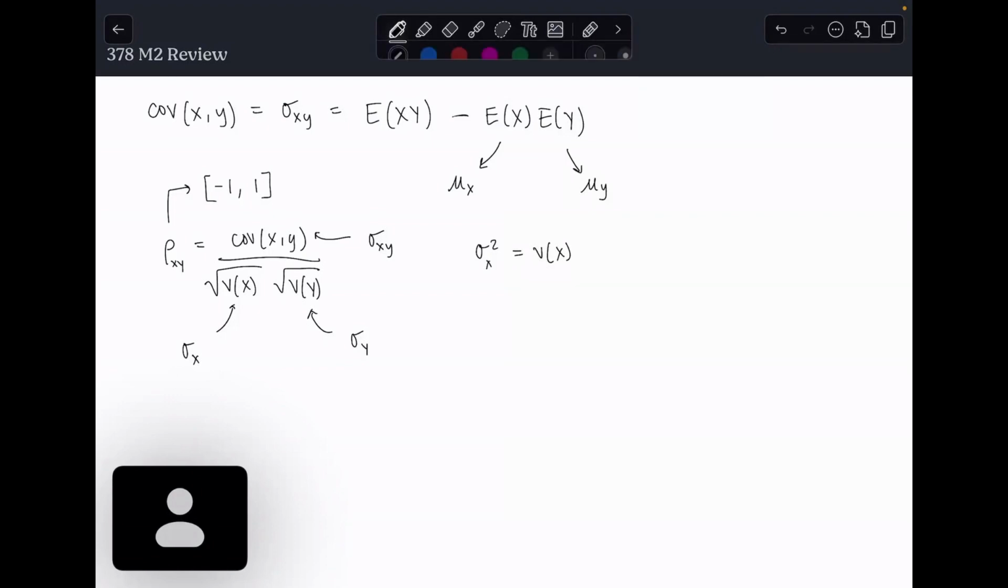Some quick little tricks to remember, these are probably really important: the covariance of ax and by, if I say that a and b are constants. Does anyone know what that equals? Any brave souls?